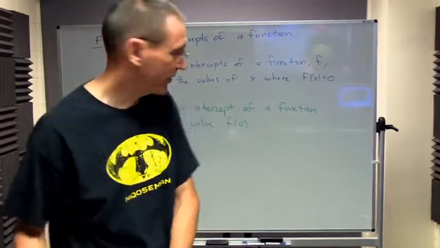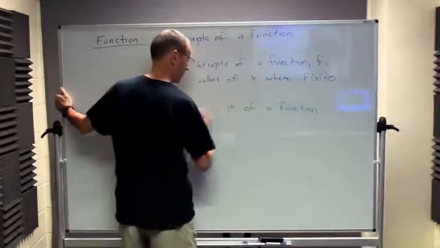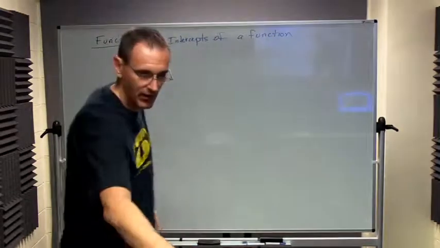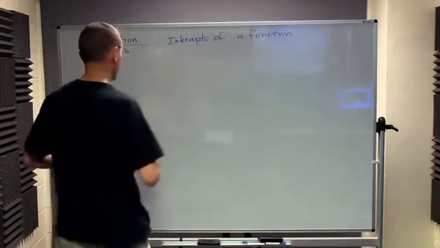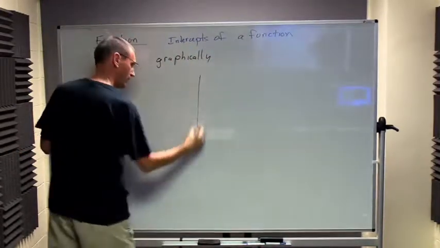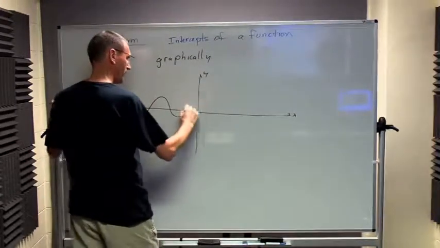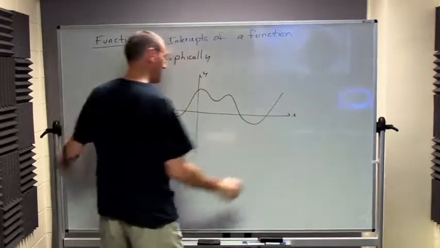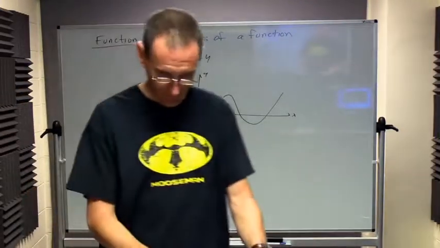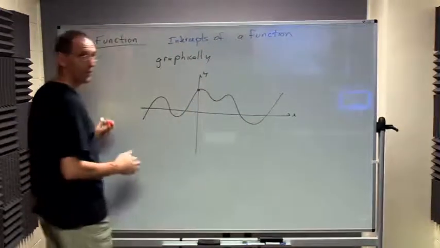Okay. Again, we've got crazy definitions. We want to know what this means. So the idea is this. Let's look at the graph of a function and see if we can make sense out of this in terms of the graph. Suppose we have some function f that looks like this. The y-intercept, which is a little easier, I think, to get at, is where the graph passes through the y-axis.